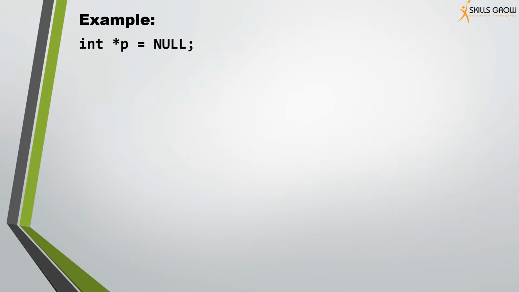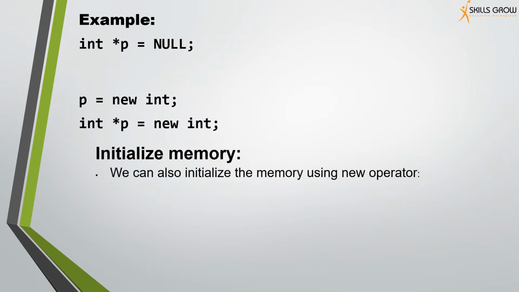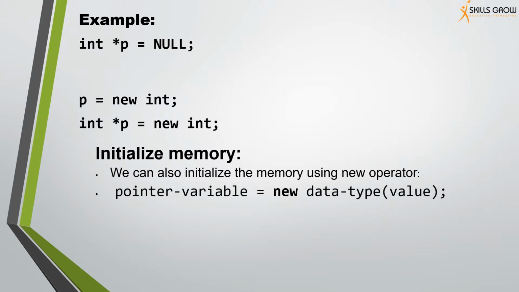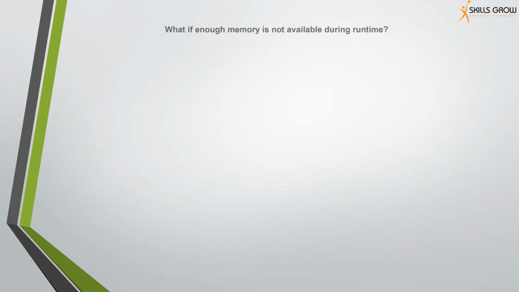For example, the pointer is initialized with null. Then request memory for the variable. The combined declaration of pointer and their assignment would be: we have seen the declaration. Let's have a look at initializing the memory. We can initialize the memory using the new operator. For example, here we have initialized the integer type memory and the float type memory.